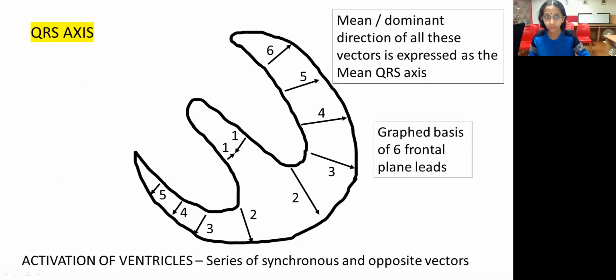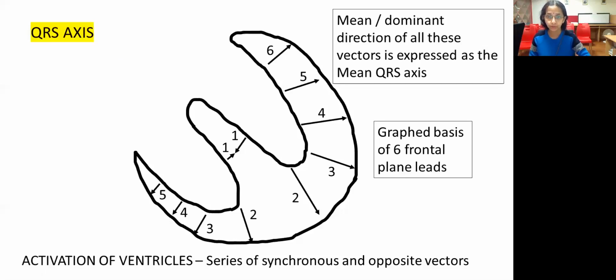Now, how do we decide the QRS axis? So basically, what is the QRS axis? It's the mean or the dominant direction of all the vectors which are expressed in the ventricles. As we understand, the activation of the ventricle is synchronous, in the sense that it starts from the endocardium to the epicardium at multiple points at the same time. These vectors are in different directions, and hence we need to understand the dominant direction of the vector. This understanding happens primarily in the frontal plane leads, and it's much more reliable in the frontal plane leads.